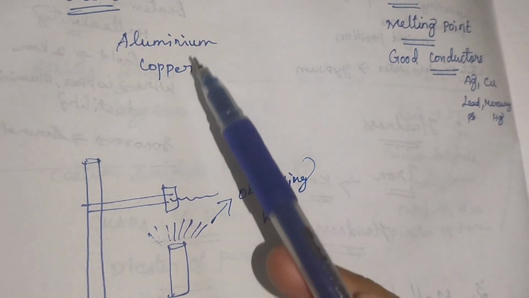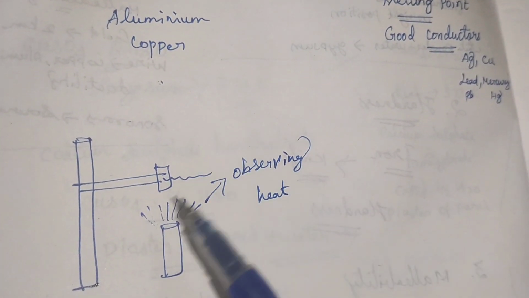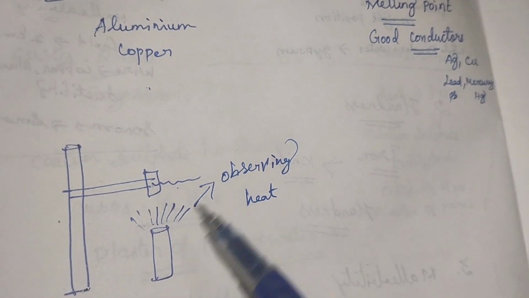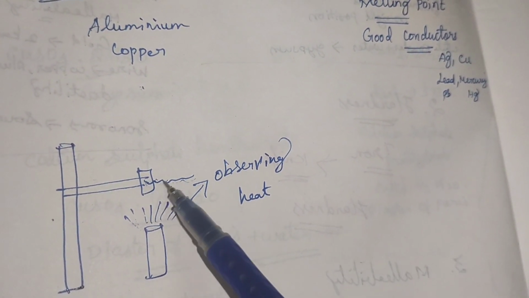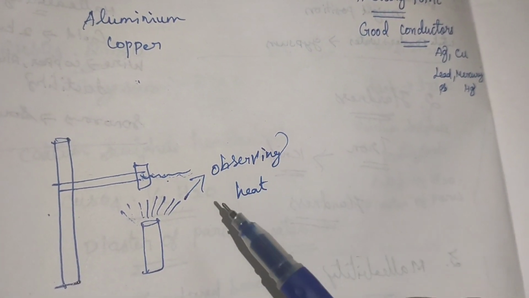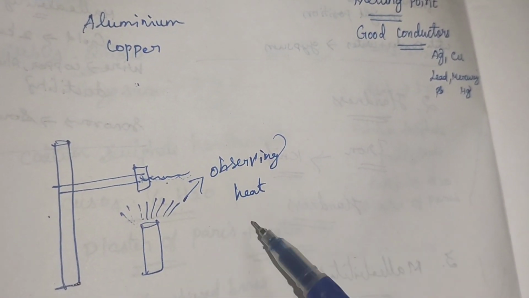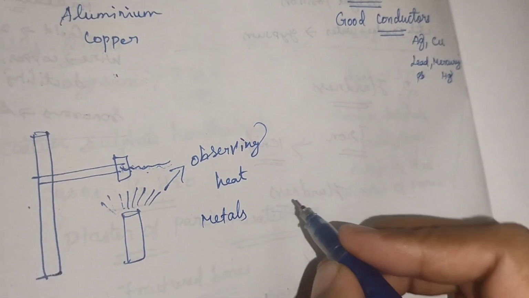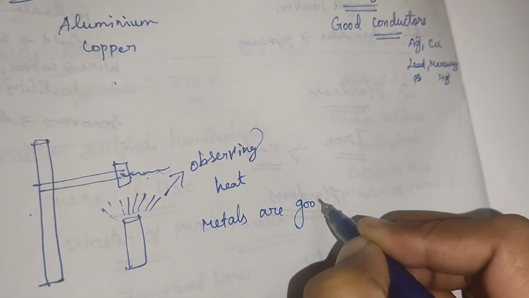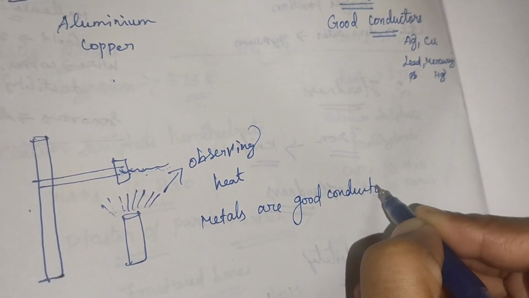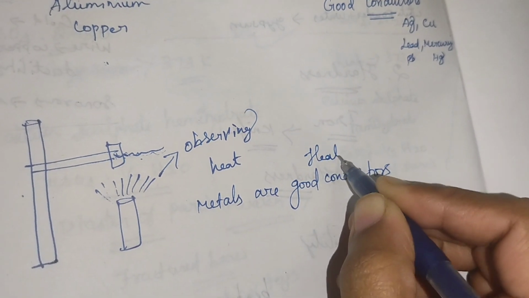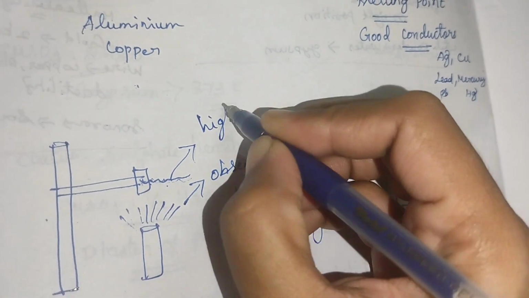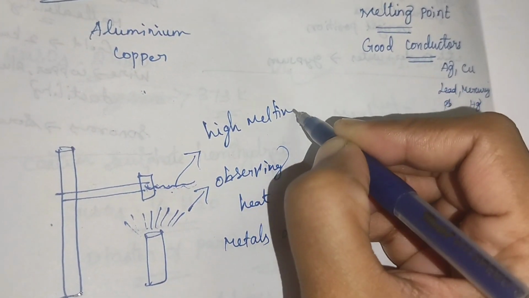Again, I take an aluminium or copper wire, fix it in an iron stand, and heat it with a burner. What I observe is that the wire is absorbing the heat. So metals are good conductors, very good conductors of heat. And this wire has a high melting point, so metals have high melting points.